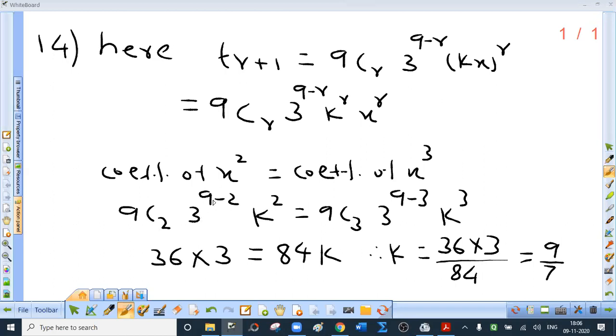Now this is 3 raised to 7. This is 3 raised to 6. That is why I have written 3 k square, k cube. So what is k from this? 36 into 3 by 84. That is 9 upon 7.